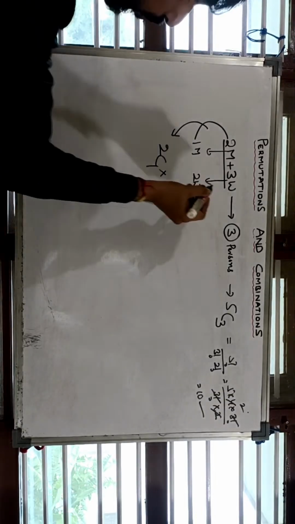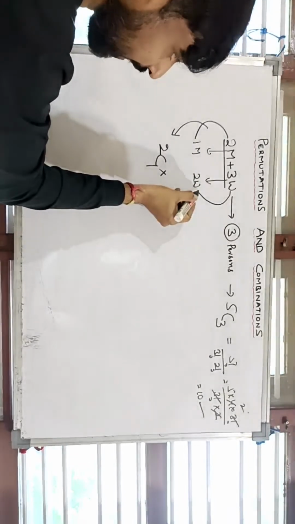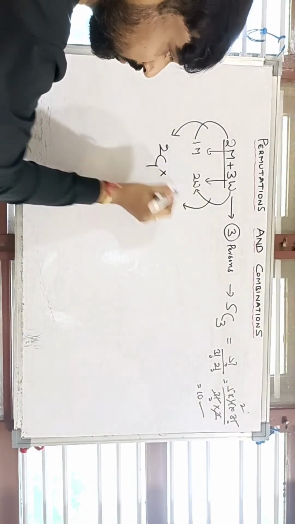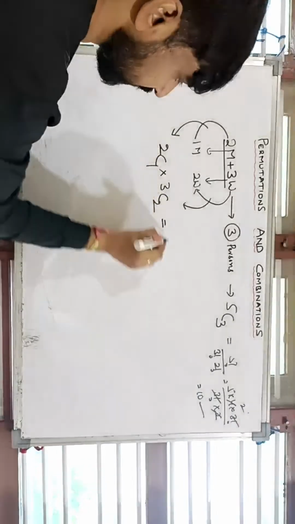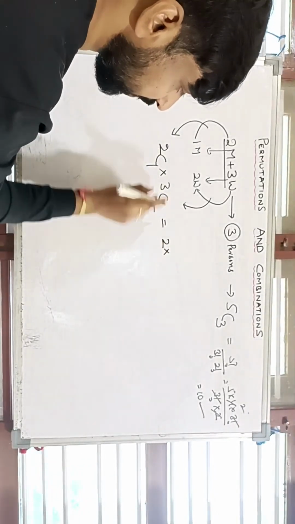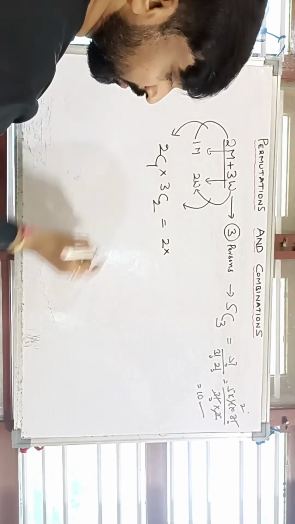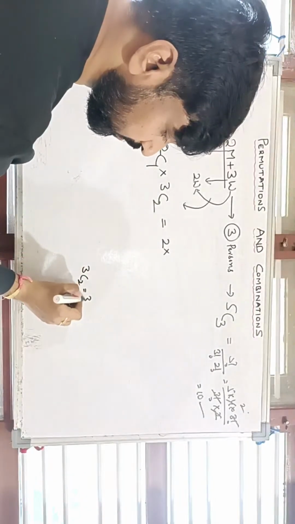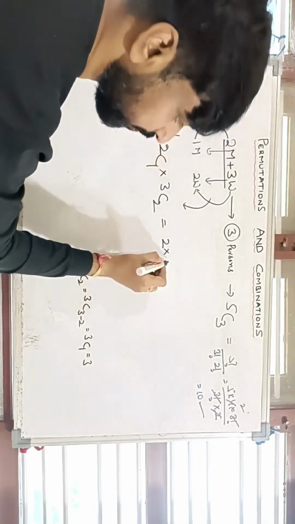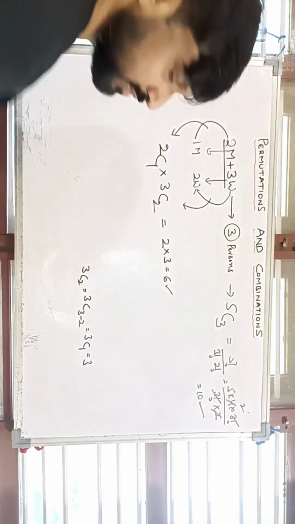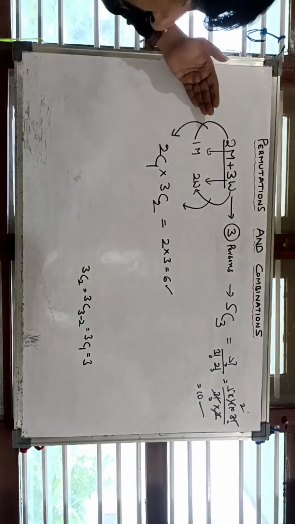Out of 3 women, 2 women can be selected in 3C2 ways. 3C2 can be written as 3C(3-2), that is nothing but 3C1, and hence 3. 2C1 is nothing but 2. So 2 into 3 equals 6 ways.